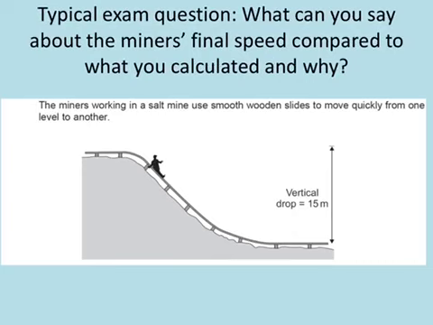So if we return to the miner question that we were doing earlier, now think about what you can say about the miner's final speed compared to what you calculated, and why. Thinking about what you saw with the skateboarder and where some of the energy ended up rather than in the kinetic energy of the skateboarder, how would that apply to the miner and what would happen to their actual speed compared to the one that we calculated? Pause the video and have a think about this.